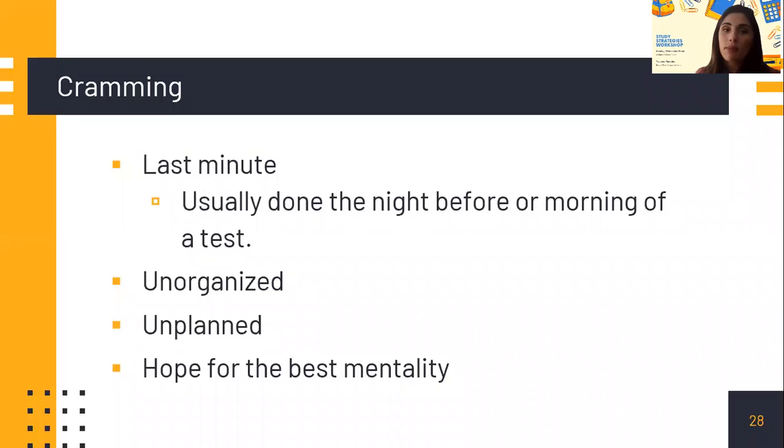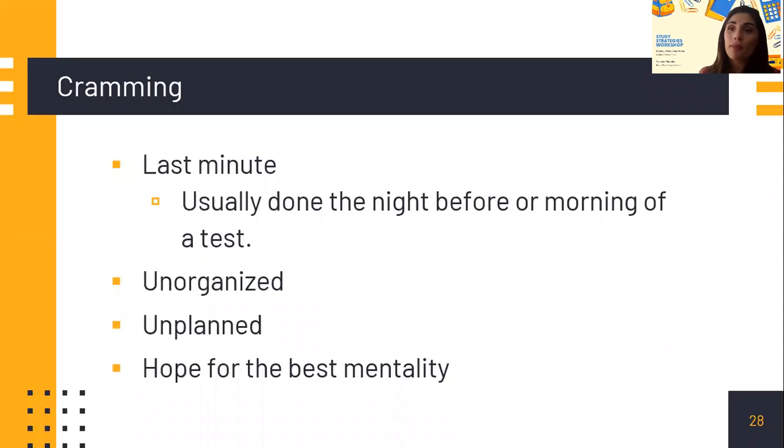So like I said, cramming, it's last minute. It's usually done the night before or the morning of a test. It really depends on just how bad it is. It could be the day before a test, the weekend before a test. And usually this type of studying is unorganized. So you usually don't go into this type of studying with a plan.